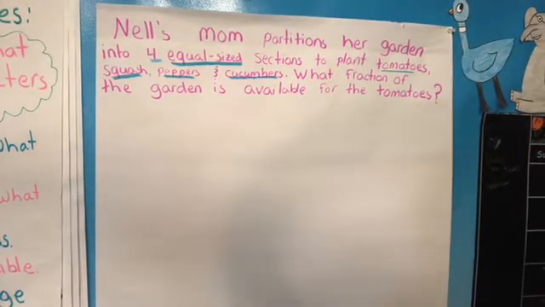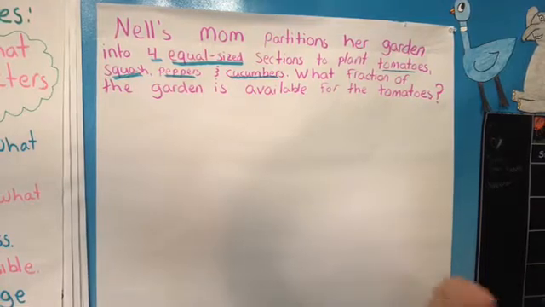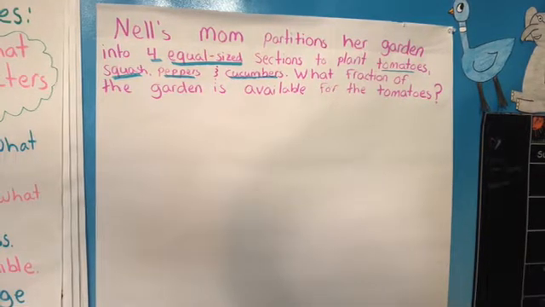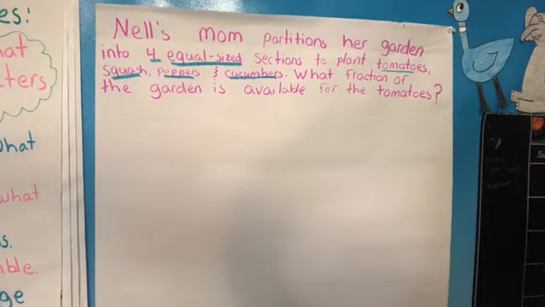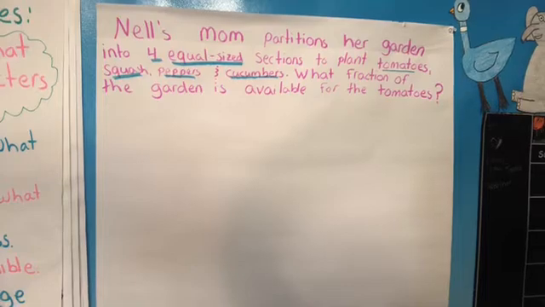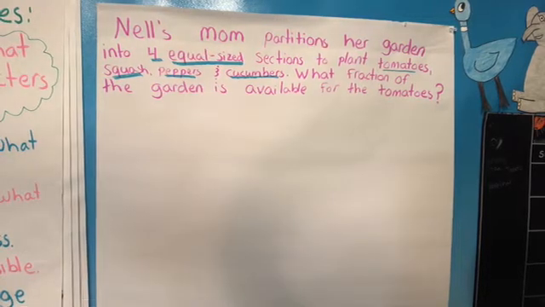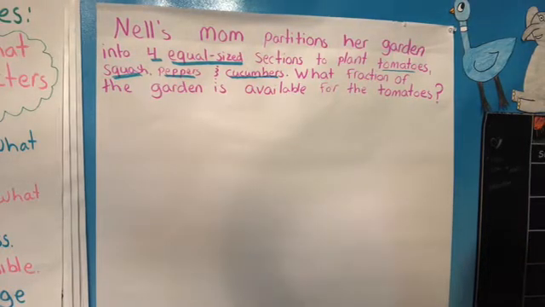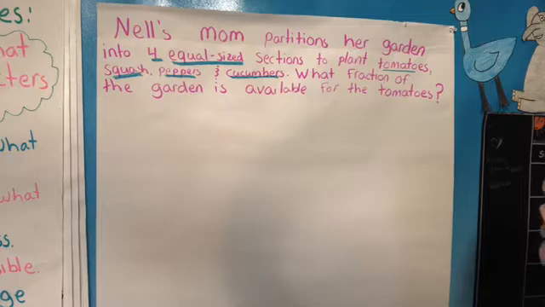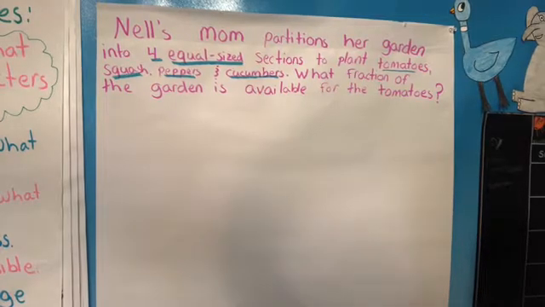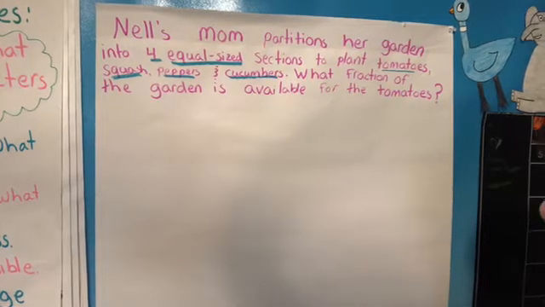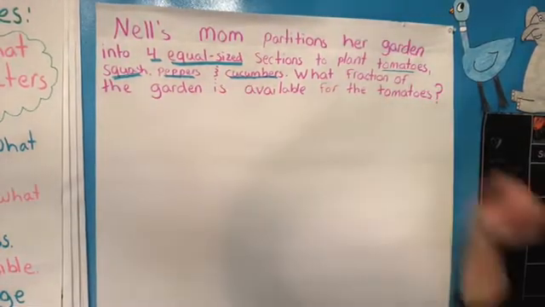So what is the question asking us? I'm going to read it again, and then I want you to turn to somebody sitting next to you or say it into the computer. What exactly does this problem want to know? What fraction of the garden is available for the tomatoes? So third graders, maybe you're noticing that Nell's mom has partitioned her garden into 4 equal-sized pieces and has 4 different crops she wants to plant. The question wants to know how big the portion, the equal-sized portion, is for the tomatoes.